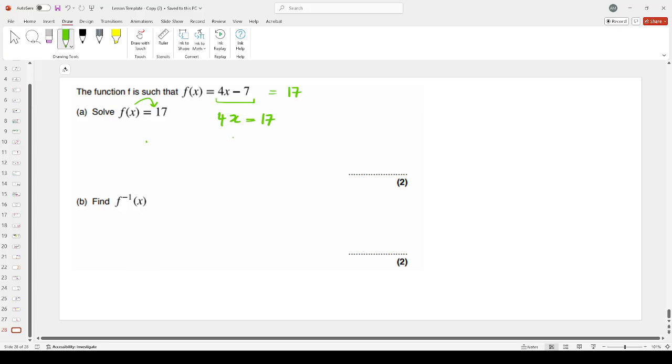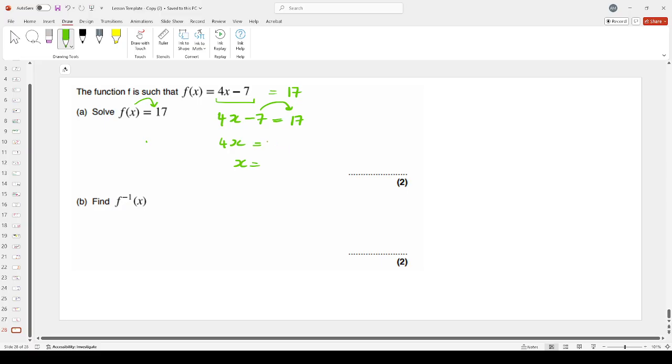So that means, sorry, 4x minus 7 equals 17. If I take the 7 over, what do I get? 28. And therefore x equals 7. Who got x equals 7? I was testing you guys. Well done.